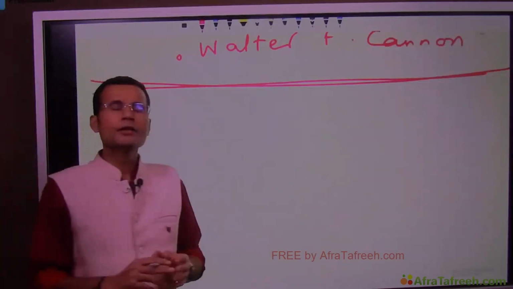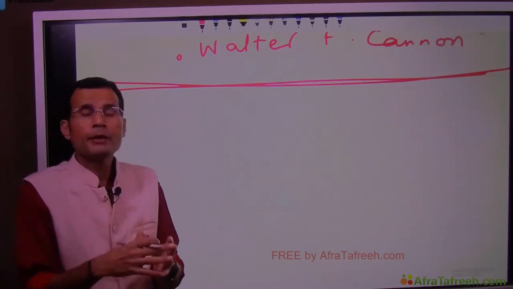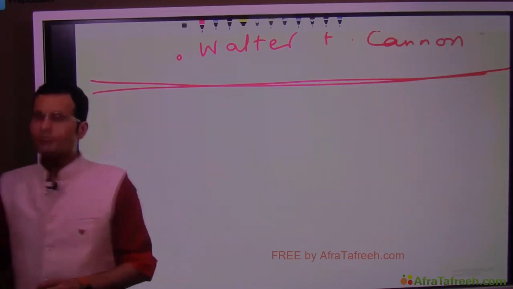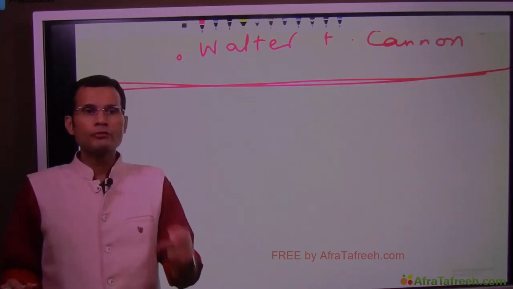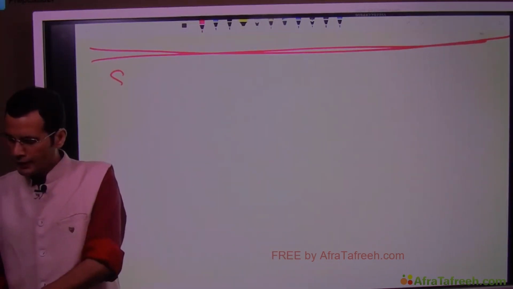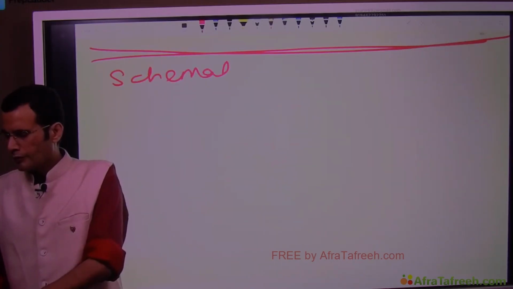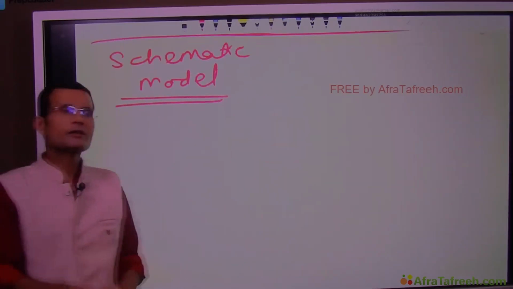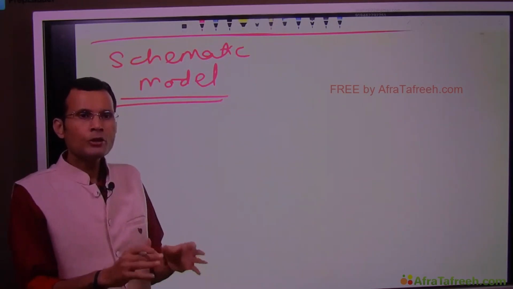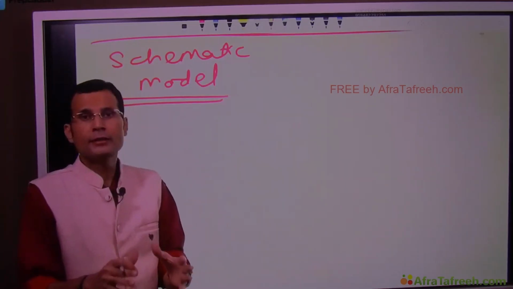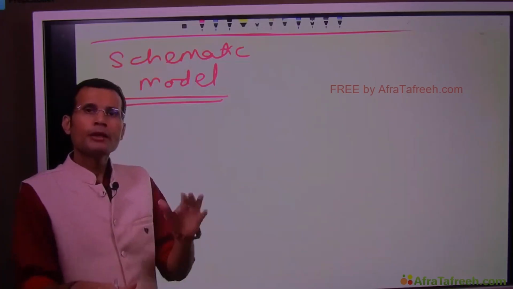So what are the various mechanisms by which homeostasis is achieved? Let's first see the model on which the homeostatic principles are based. The schematic model for homeostatic mechanisms in the body. First of all, before I start this, let me tell you the ultimate goal for all the body systems. The ultimate goal for them is homeostasis.